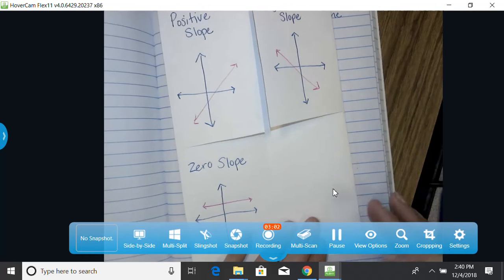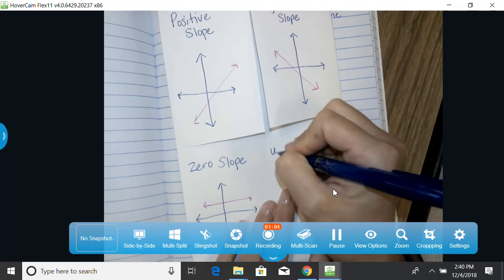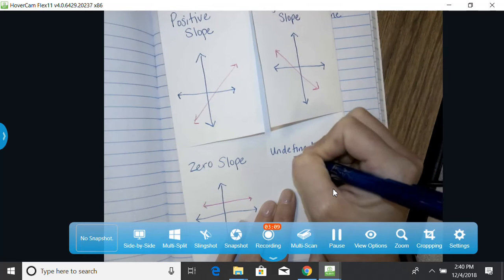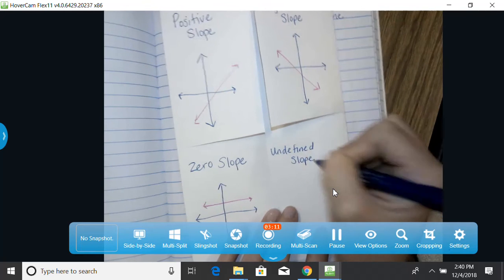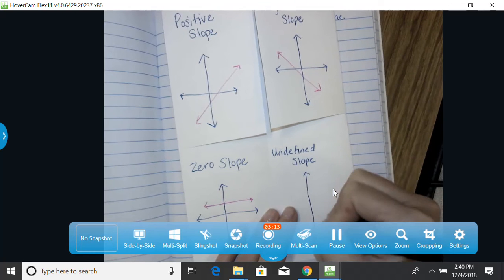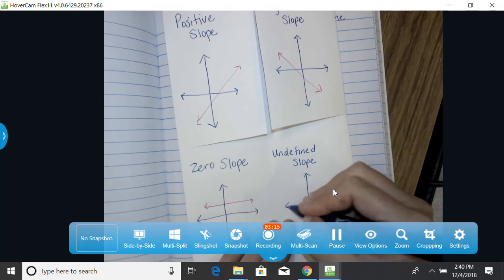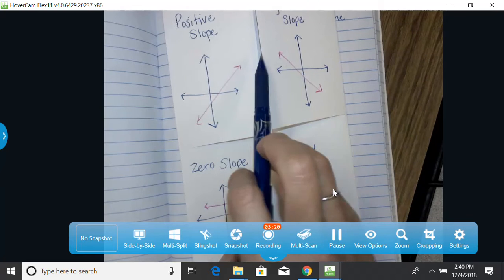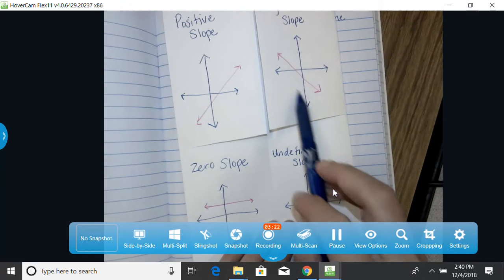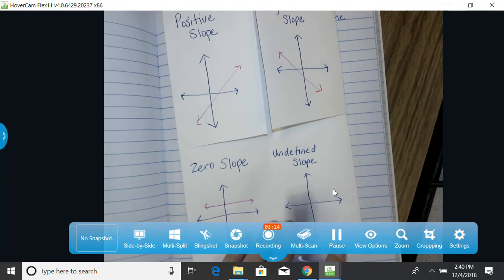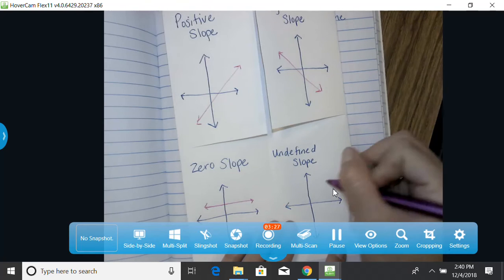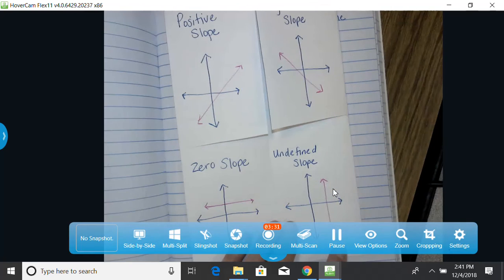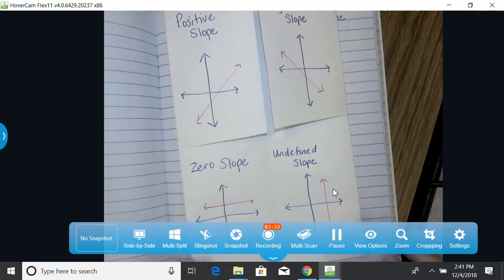And the last one is called undefined slope. Can you guess what it looks like? We have left to right going up, left to right goes down, horizontal. An undefined slope is a vertical line.